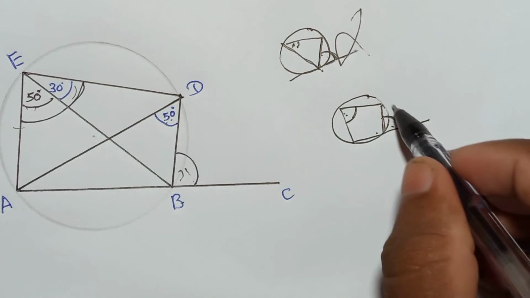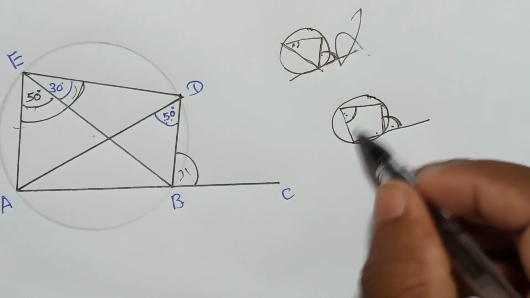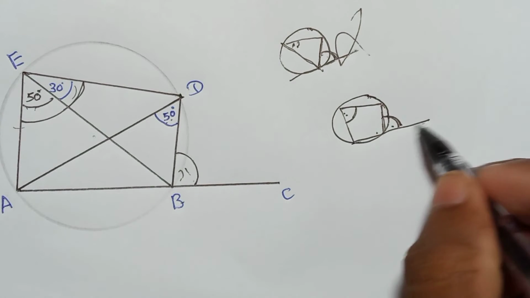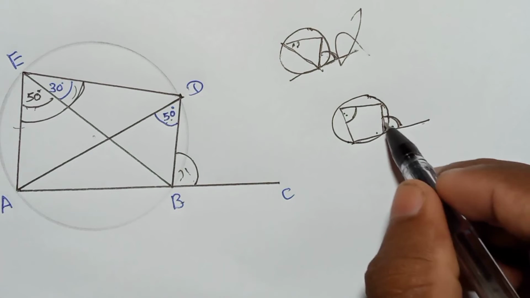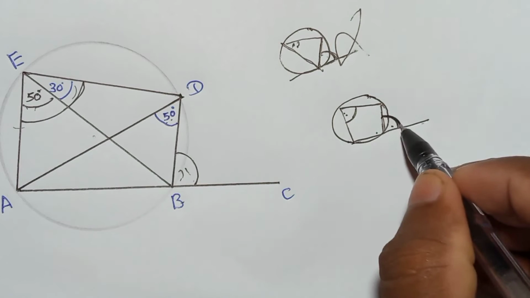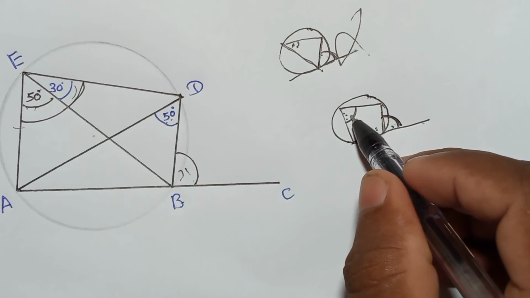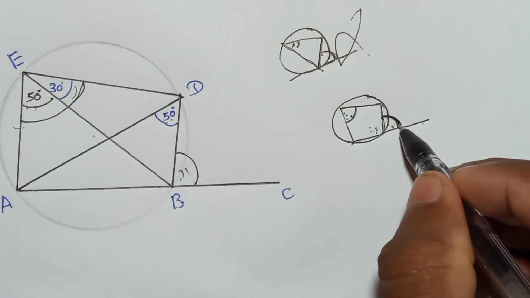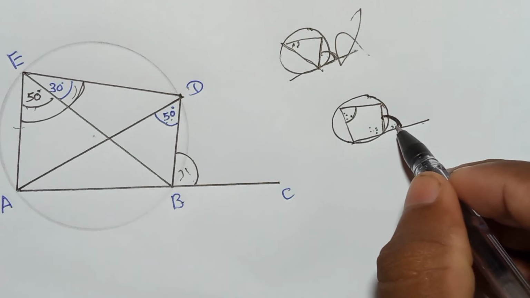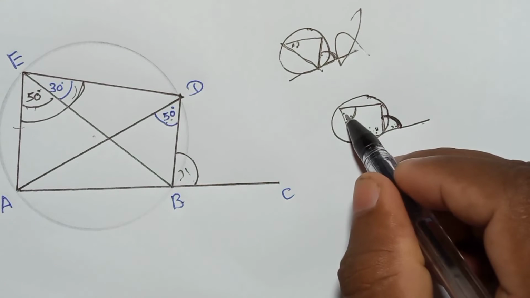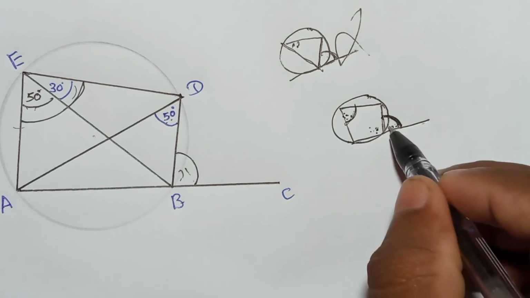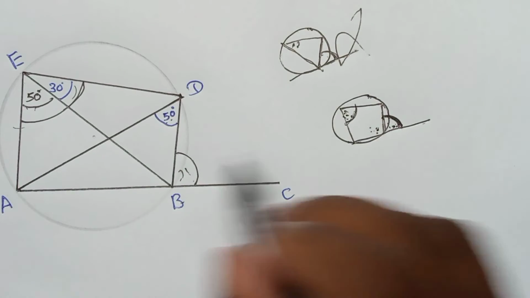Try to understand: when you have the cyclic quadrilateral, if you extend one side, this exterior angle will be equal to not the closest one, that means not this one, but the opposite one, this one, right? This exterior angle will be equal to the interior opposite angle. That means these two will be equal. So that theorem we can use here.